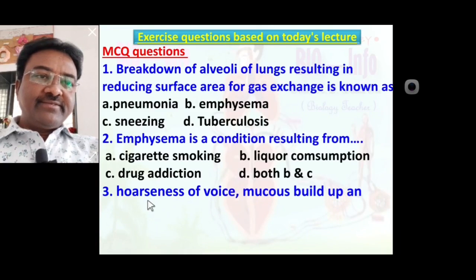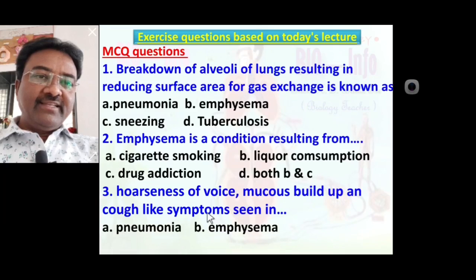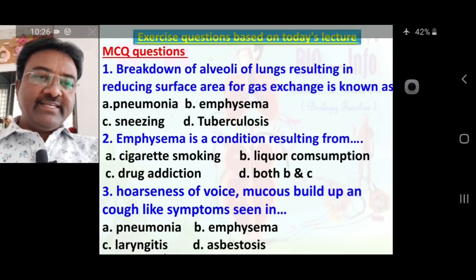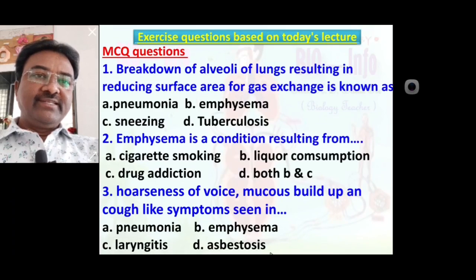Hoarseness of voice, mucus buildup and cough-like symptoms are seen in pneumonia, emphysema, laryngitis, asbestosis. The correct answer is laryngitis. Due to laryngitis, the symptoms seen are hoarseness of voice, mucus buildup and cough. So the correct answer is C, laryngitis.